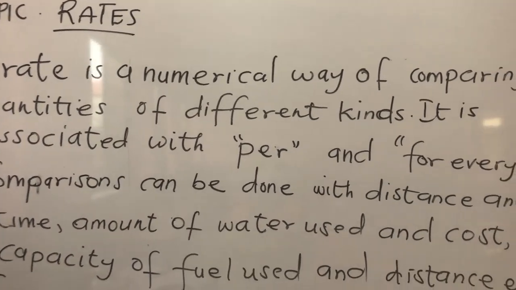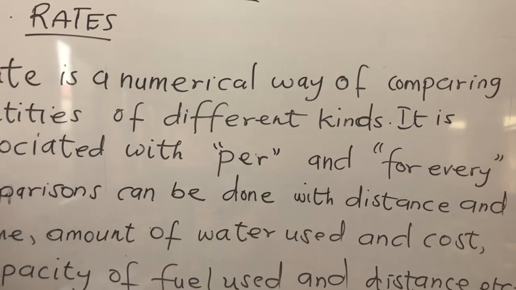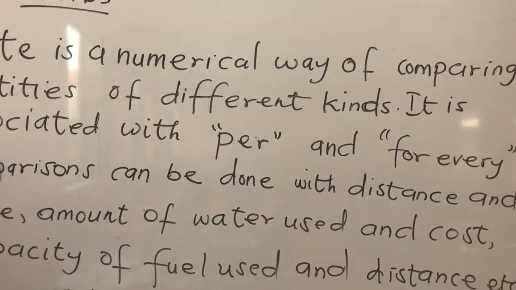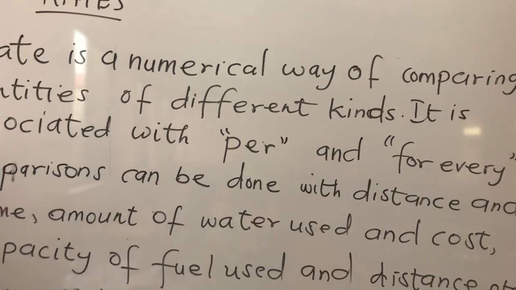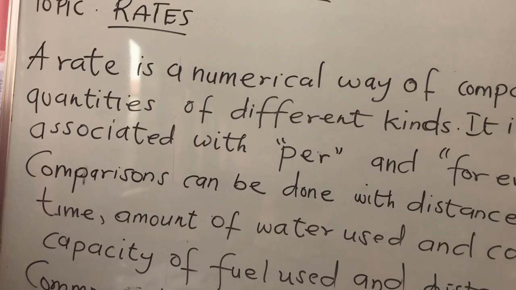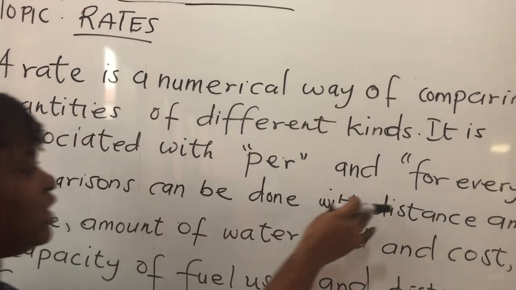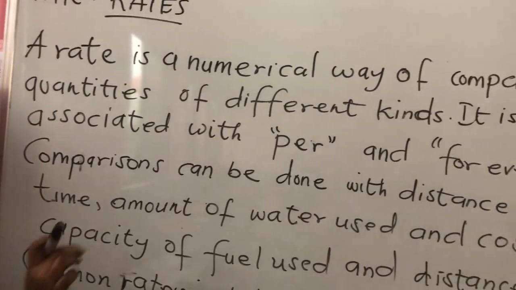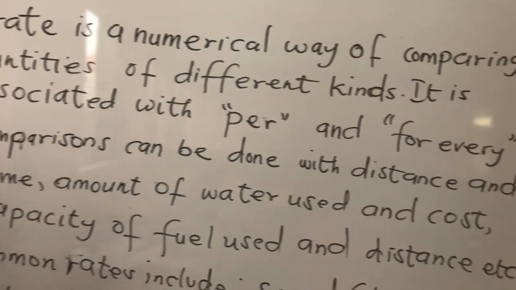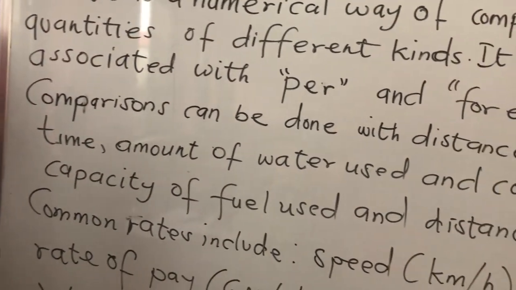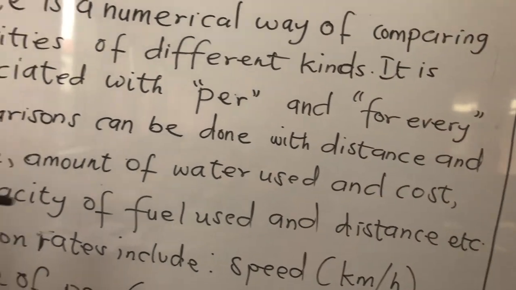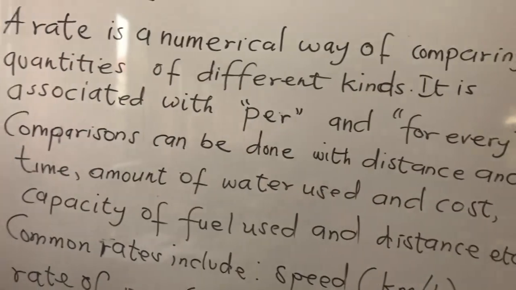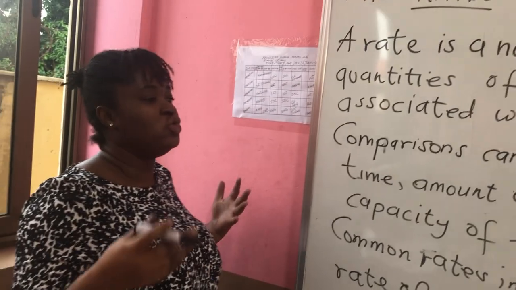And when you hear of rates, these are the words you would hear. They are associated with words like "per". So they'll ask, what is the distance per hour? What is his salary per month? Or you can also hear words like "for every". When we talk about rate, we are concerned with units, like what is 1 unit of something. So you are going to find words like per, for every, for one, for this. Those are the words you are going to hear.